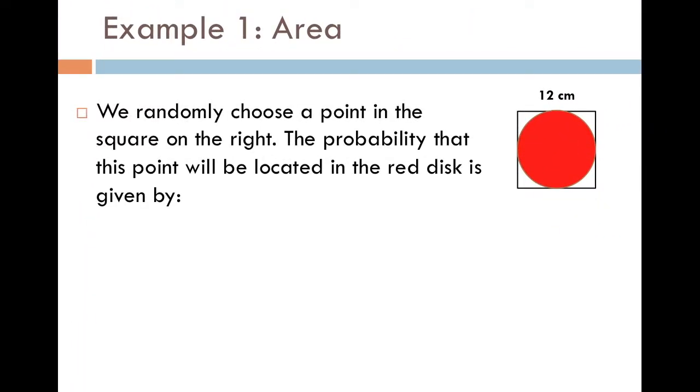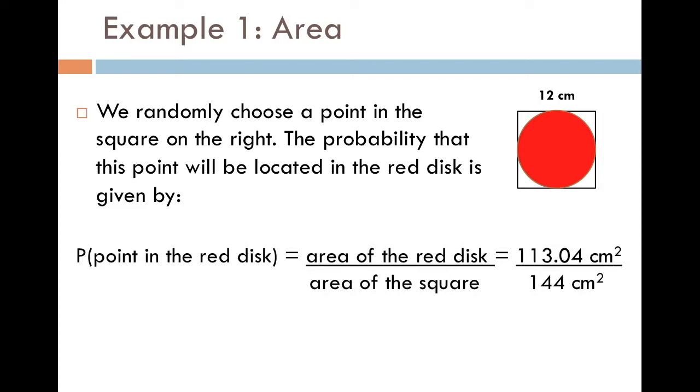Here's our first example. We randomly choose a point in the square on the right. The probability that this point will be located in the red disk is given by the area of the red disk over the area of the square. So the disk is a circle, so we're going to use pi r squared, where r is 6. And to find the area of the square, you just do 12 times 12. So the probability that it will land on the red is 113.04 centimeters squared over the total 144 centimeters squared.